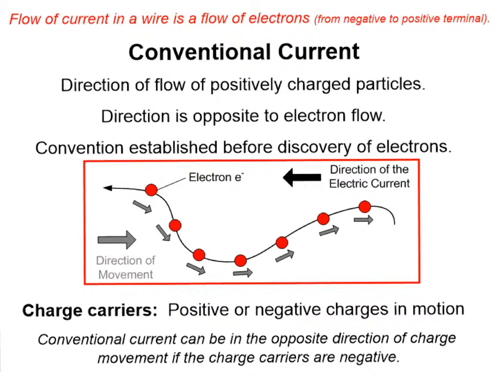This diagram represents this idea. If we have our electrons here, the electrons are actually moving this way, but the direction of the electric current, based on our conventional current definition, is the opposite direction. Charge carriers is a term applied to positive or negative charges that are in motion, either one. Conventional current can be in the opposite direction of charge movement if the charge carriers are negative, but charge carriers could be either negative or positive charges in motion.